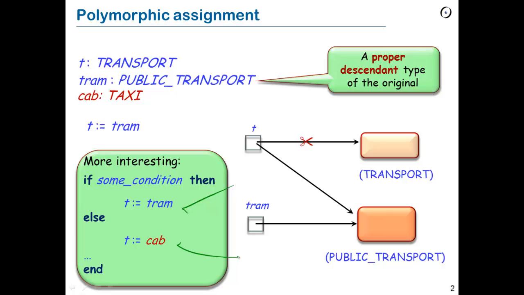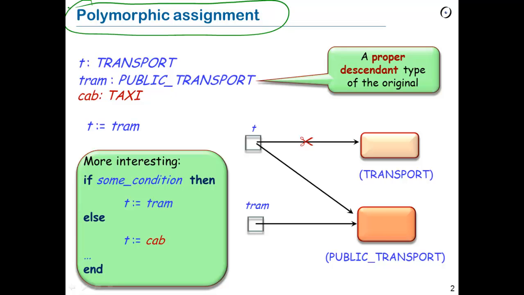These operations are known as polymorphic assignments. Assignment because it's an assignment. Specifically, it's always a reference assignment. This only works for references. And polymorphic because, as a result, you have a variable like T in our example that could become attached to objects of different types. Polymorphic, several shapes from the Greek, specifically here, several types.